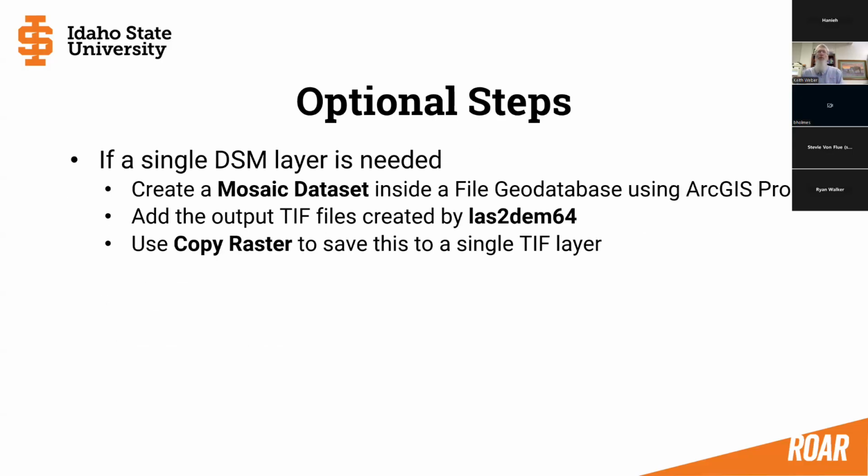There are some optional steps. Now, if we want a single DSM layer, which we do want, what I'm going to do is download those TIFF files from the supercomputer. It doesn't take hardly any time at all because the TIFFs are really small in comparison to the LAZ files. And then I'm going to go into ArcGIS Pro. TIFF files work beautifully in ArcGIS Pro. I'm going to create a mosaic data set. In this case, it will contain those 661 TIFF files, which is the output of this, as you might recall.